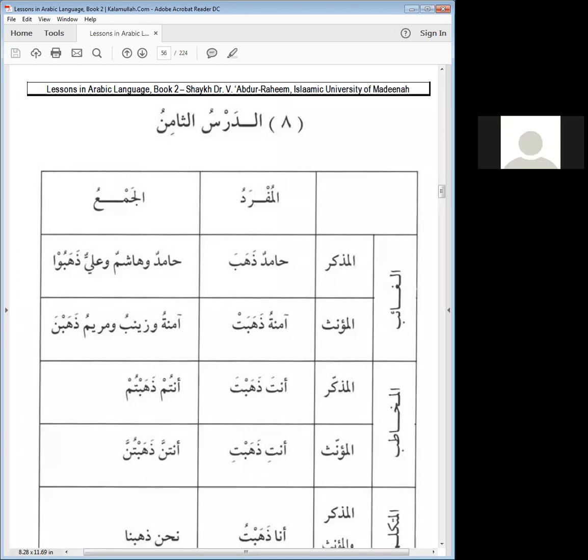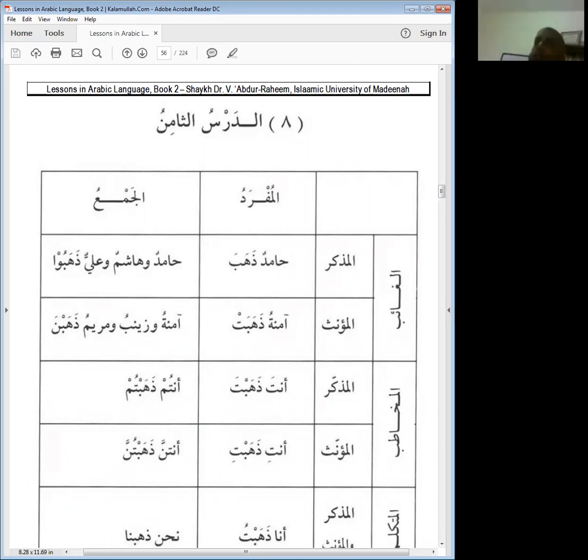Five are for the singular, when the subject is singular, five when the subject is plural, and four when the subject is dual. So 5 and 5 is 10, and 4 is 14. So there are 14 different conjugations of the past tense verb, and when you go to the present tense verb, you'll see a similar thing.